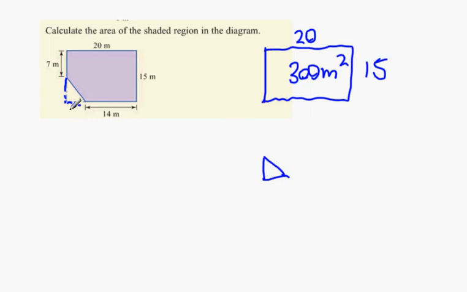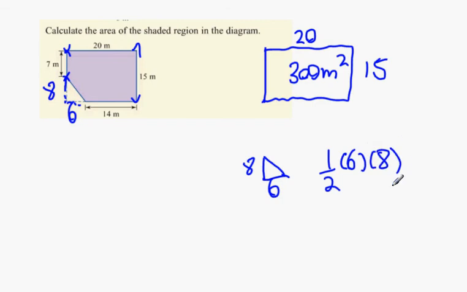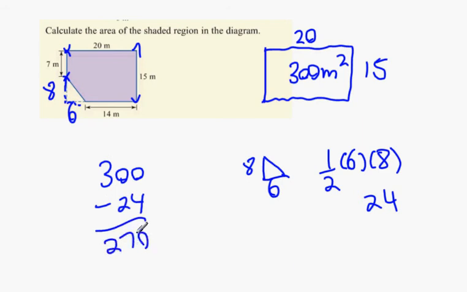Then the triangle here is meant to be 15 from here to here. 7 of it is from here to here. That makes this part 8. It's 20 from here to here, but it's 14 from here to here. That makes that part 6. So that triangle is going to be a half times 6 times 8, which is 24. You're not meant to just half the 6. To get the area of the blue area, it's going to be 300 minus 24, which is 276.